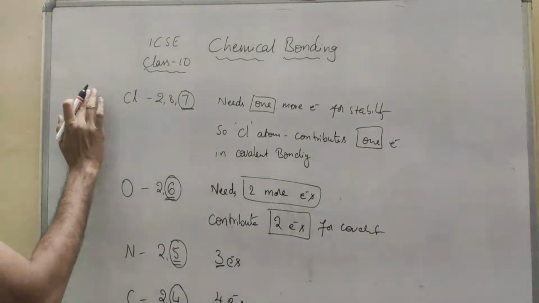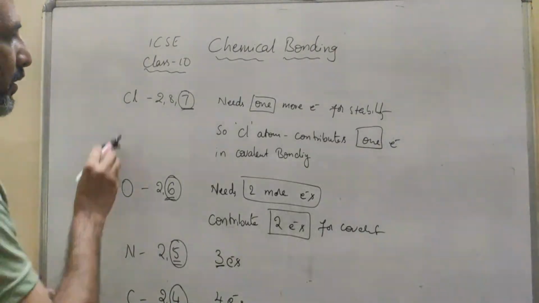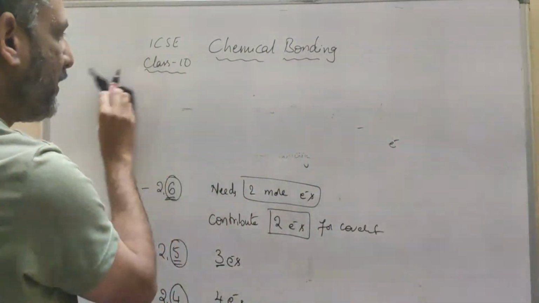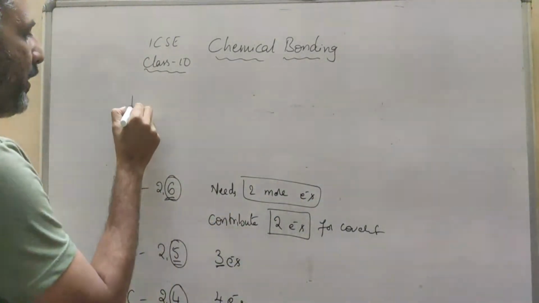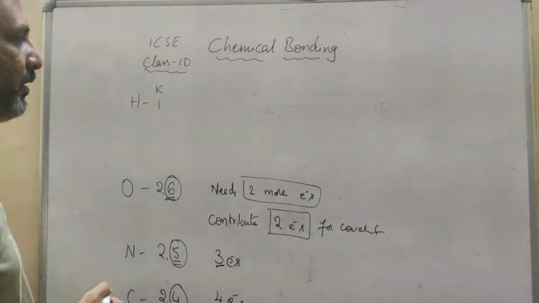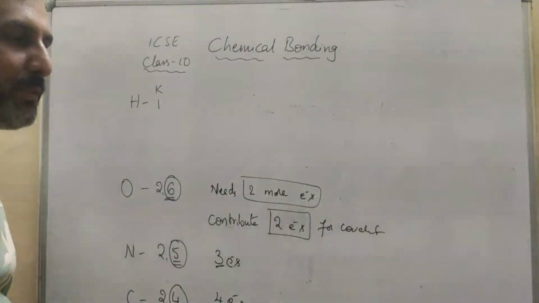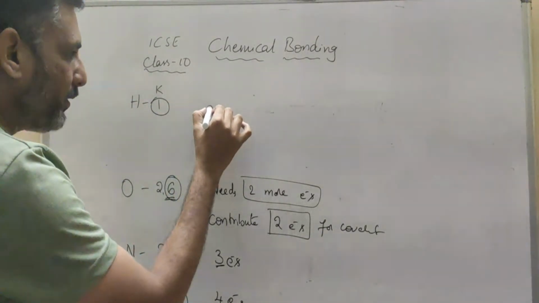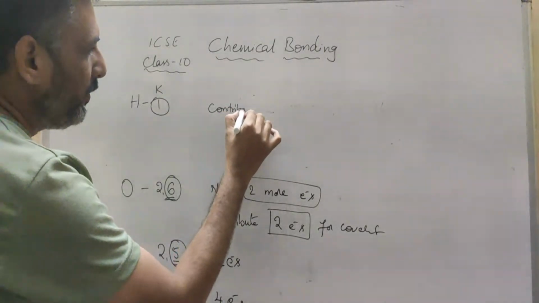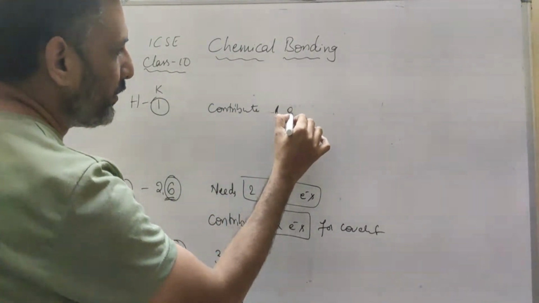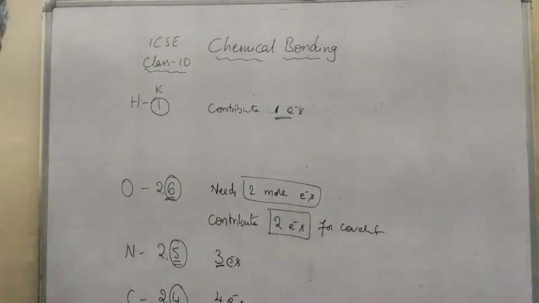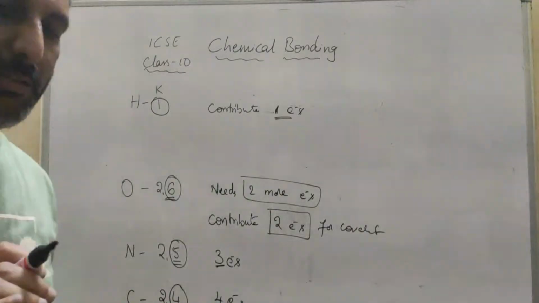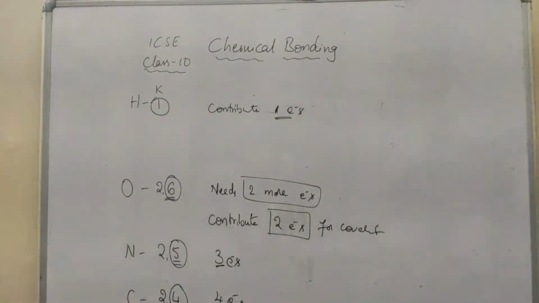And when you look at the hydrogen atom, it has only 1 electron in the K shell. So maximum how many electrons can it contribute for stability, or in the formation of a covalent bond? This one electron. So the hydrogen atom can contribute only one electron for stability. So these points you have to remember before we start showing covalent bonds in different cases.